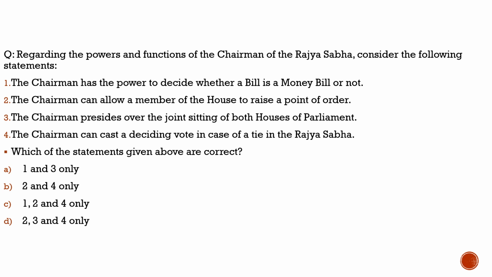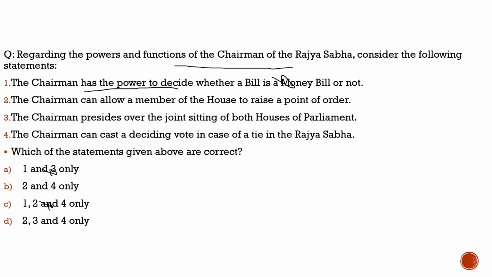Here the question says, regarding the powers and functions of the chairman of the Rajya Sabha, consider the following statements. First statement, the chairman has the power to decide whether a bill is a money bill or not. This is totally incorrect. It is not the chairman, it is the Speaker of the Lok Sabha who has the power to decide whether a bill is a money bill or not. So the first statement is incorrect. When the first statement is incorrect, we can eliminate option 1 and option A and option C.